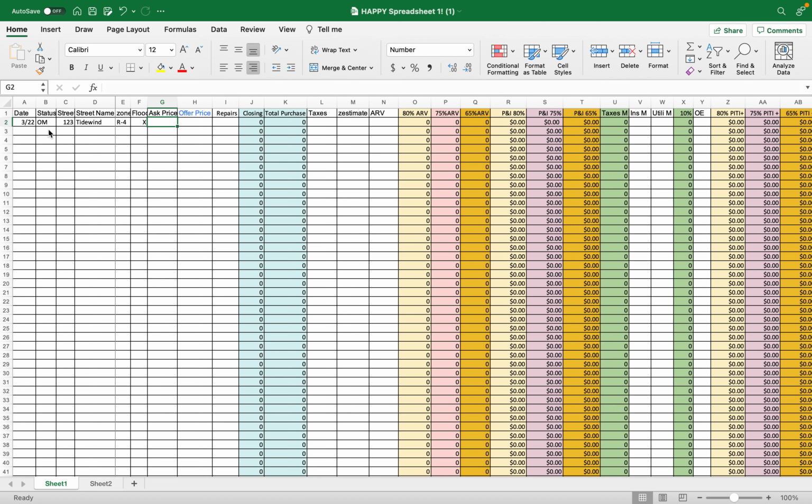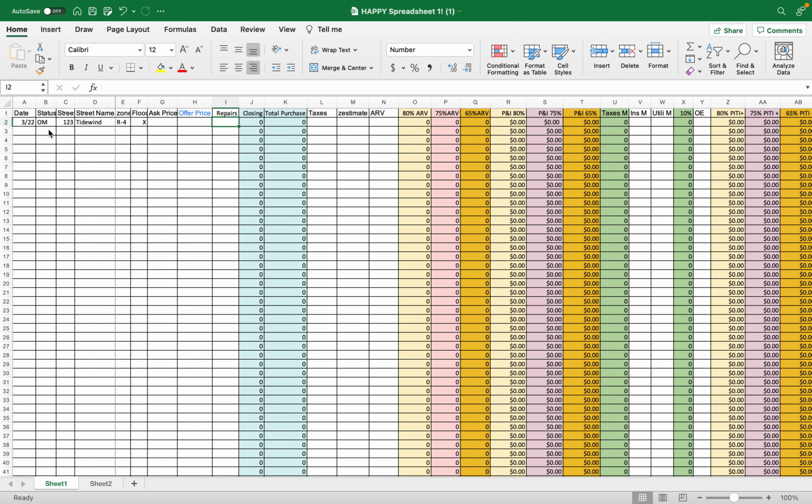For the asking price, we always try to get a ballpark of what the seller is trying to get for the property, or maybe it's an MLS property. If you know the asking price, you can put it there. If you don't, you can skip it. The offer price, we're going to skip. That's something we're going to play with later.